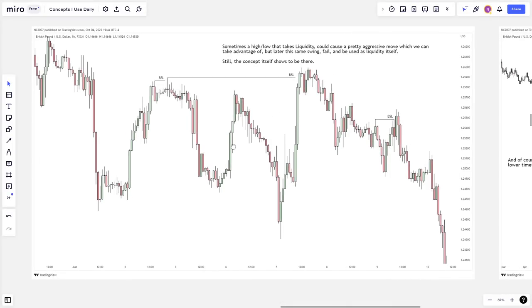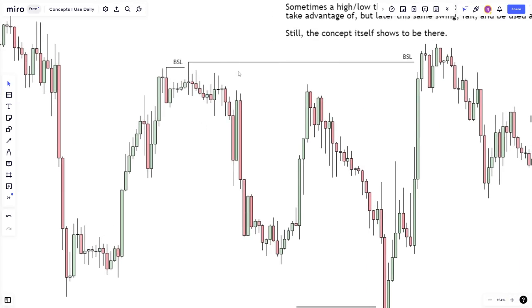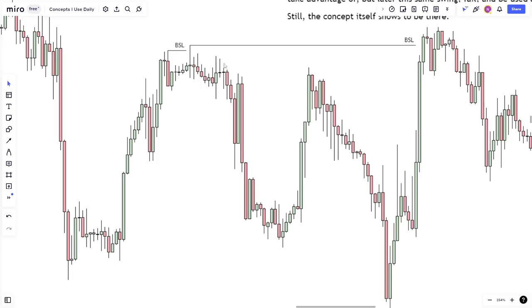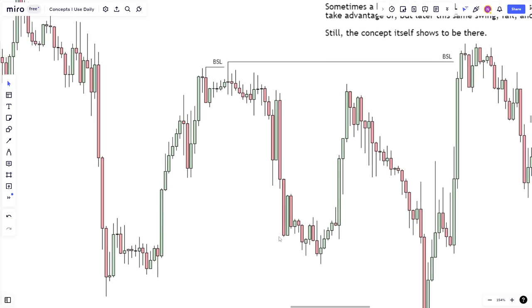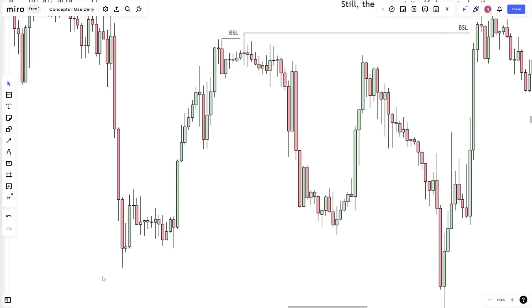Now, further, still on the 1 hour, sometimes a high or low that takes liquidity could cause a pretty aggressive move, which we can take advantage of, but later this same swing fails and is used as liquidity itself. Still, the concept itself shows to be there. What I mean is that, as an example, we have this move taking this buy side liquidity, and as you can see, it causes a pretty aggressive move lower that we could have taken advantage of. Maybe we were aiming at this sell side liquidity, or maybe something a bit further that could have made us either miss out on some profits or just get away with some partials.